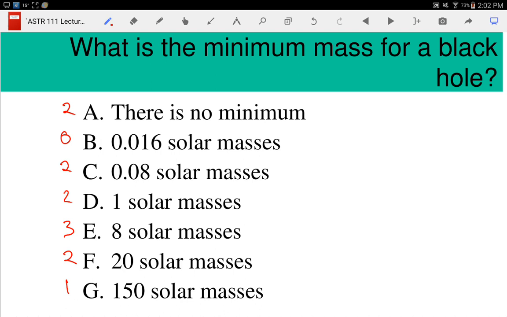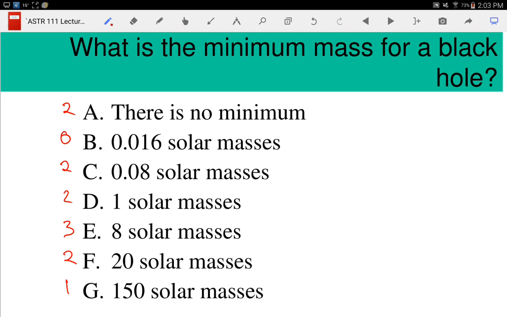There is no minimum mass. Now, 0.016 is so small that it's like having no minimum, but it's not actually that, so that's a lot bigger than the mass of Earth. There is no minimum for a black hole. However, there is a minimum for a black hole to form naturally.